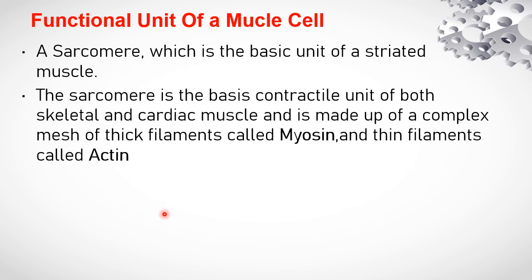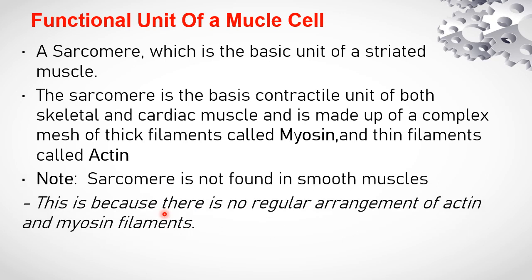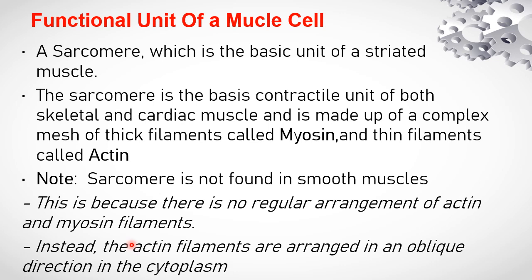So take note that a smooth muscle is not striated. That's why it's called a smooth muscle, because it does not contain a sarcomere which provides striations. Okay. So note that a sarcomere is not found in smooth muscles. Why? This is because there is no regular arrangement of actin and myosin filaments. Instead, the actin filaments are arranged in an oblique direction in the cytoplasm. Okay, now take note that the cytoplasm of a muscle tissue is known as a sarcoplasm. Then the cell membrane of a muscle tissue is known as a sarcolemma, right?